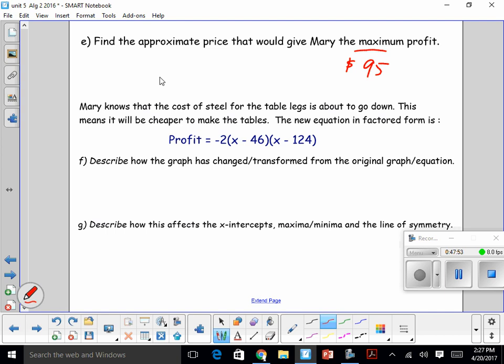But let's see. Describe how this affects the X-Intercepts, minimum, maximum, the line of symmetry. I think on this one, they asked it. I think we just put that it shifted it all to the left. It moves the X-Intercepts to the left of the original. Let's try how to text them. The minimum, maxima. Oh, it does make the maxima higher. I don't know how to say that. Line of symmetry.